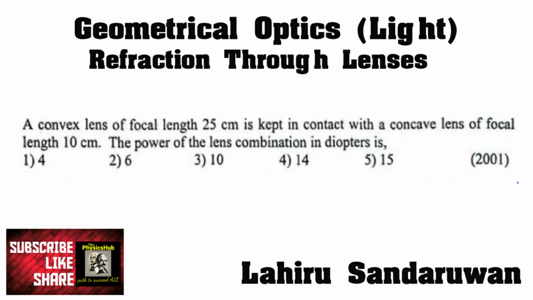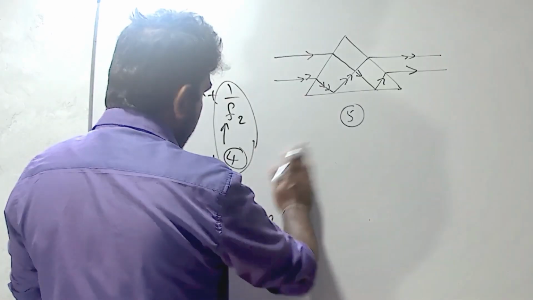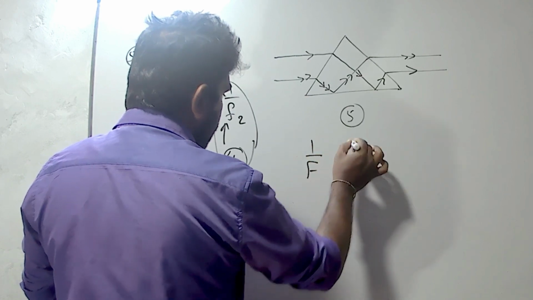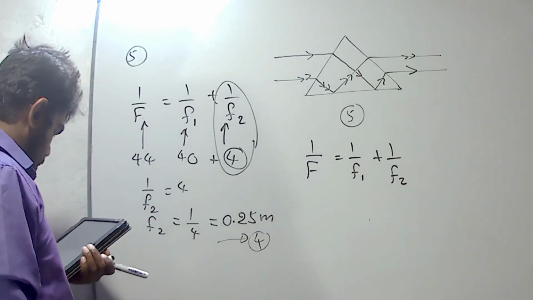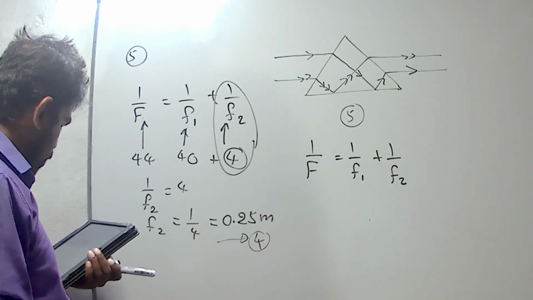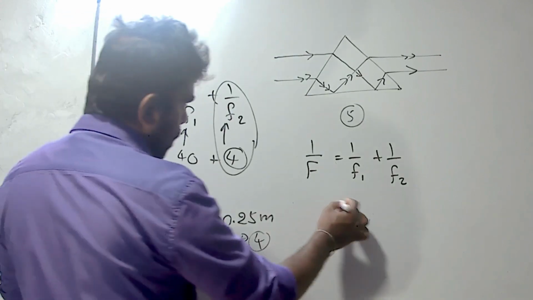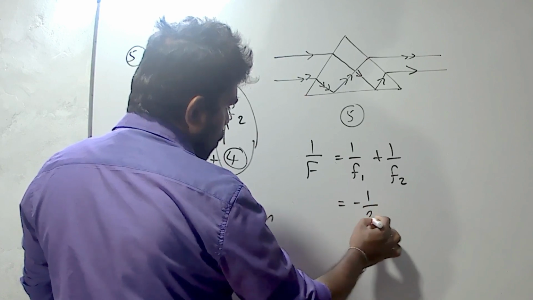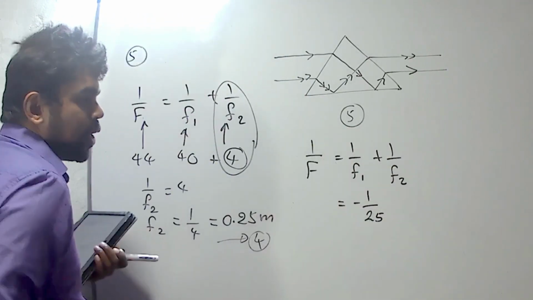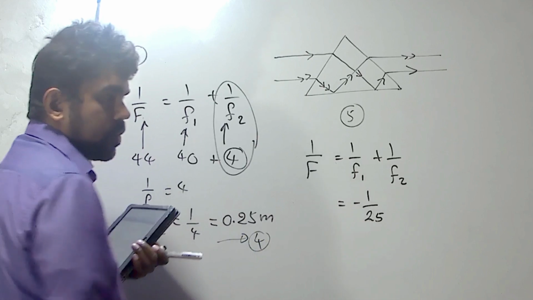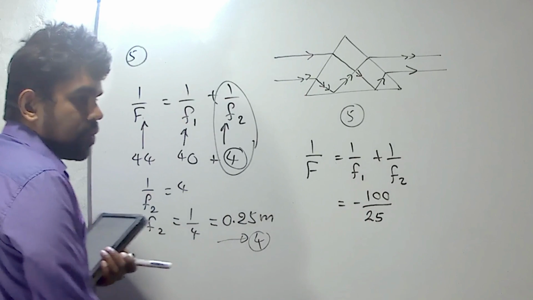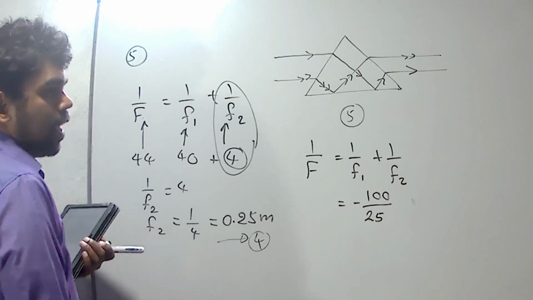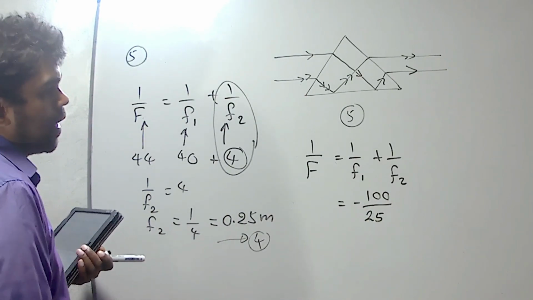A convex lens of focal length 25 centimeters is kept in contact with a concave lens of focal length 10 centimeters. What is the power of the lens combination in diopters? Then we can use 1 over f equals 1 over f1 plus 1 over f2. The focal length of the convex lens is 25. We have to substitute the focal length in meters, therefore we divide it by 100. 1 over f value means 100 divided by focal length.